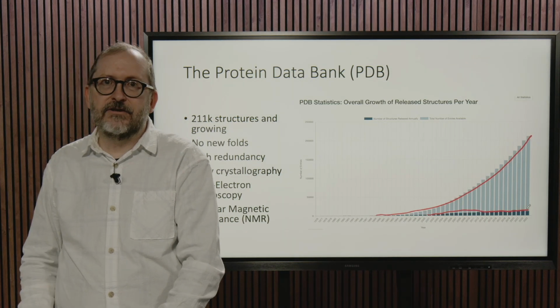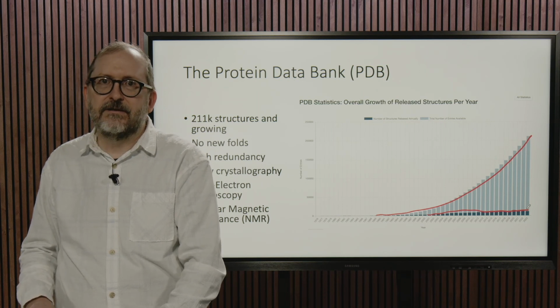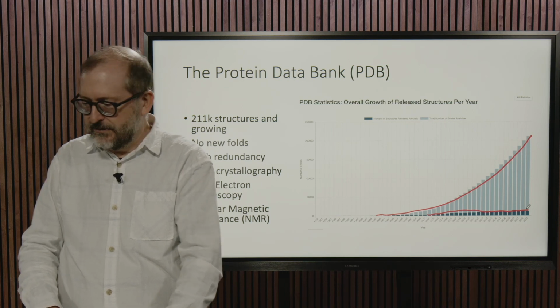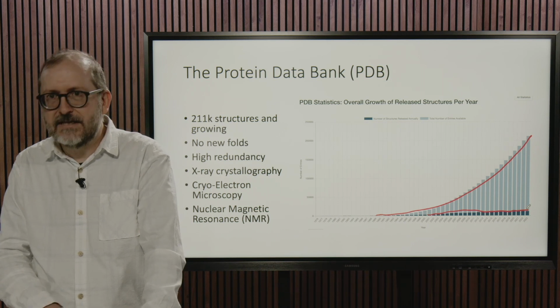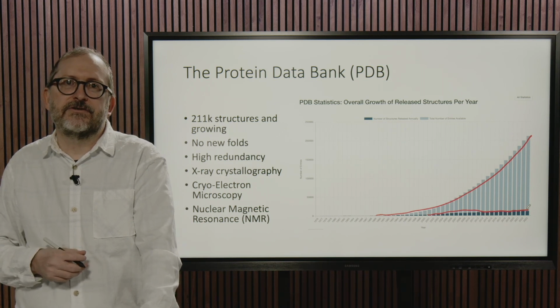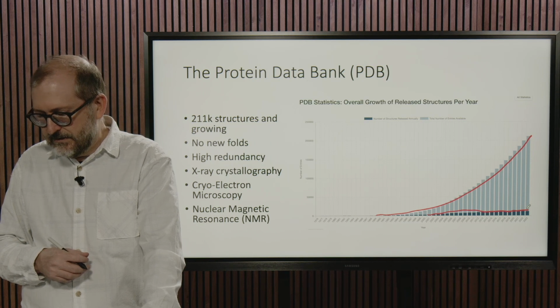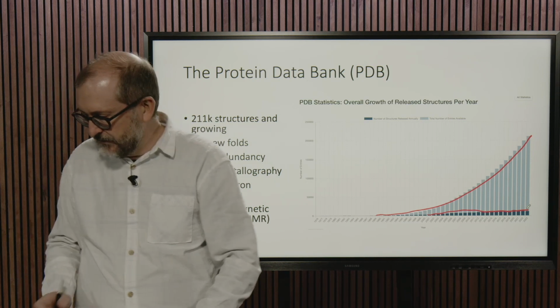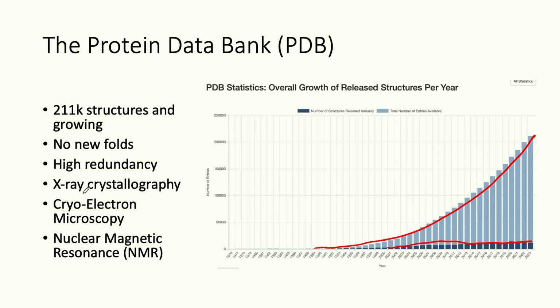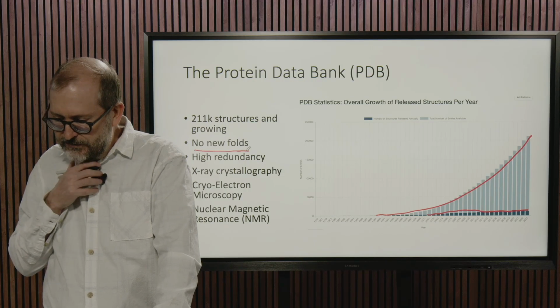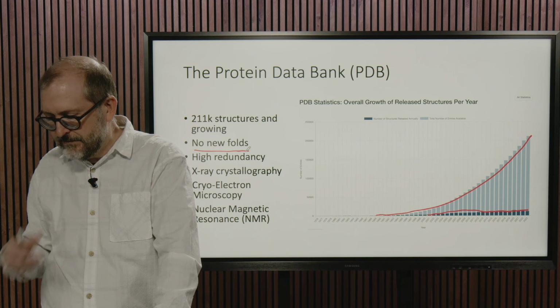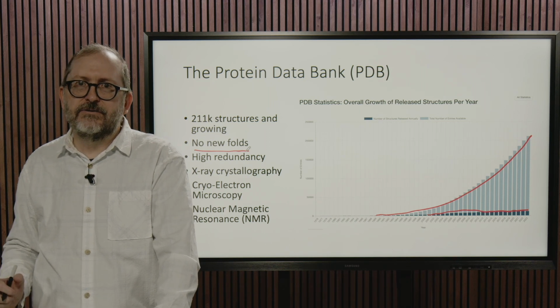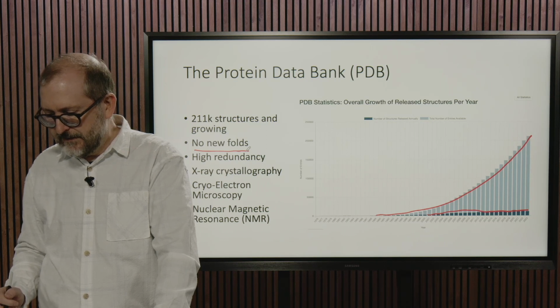Nonetheless, there are a lot of structures in there. The reason AlphaFold, which we'll get into in the lecture, has been so successful is because it had so many structures to train on. So this is really good for machine learning methods. There are no new folds being discovered. The era of fold discovery is long past. So even though there are new proteins being found all the time, entirely new structural themes are not being found.